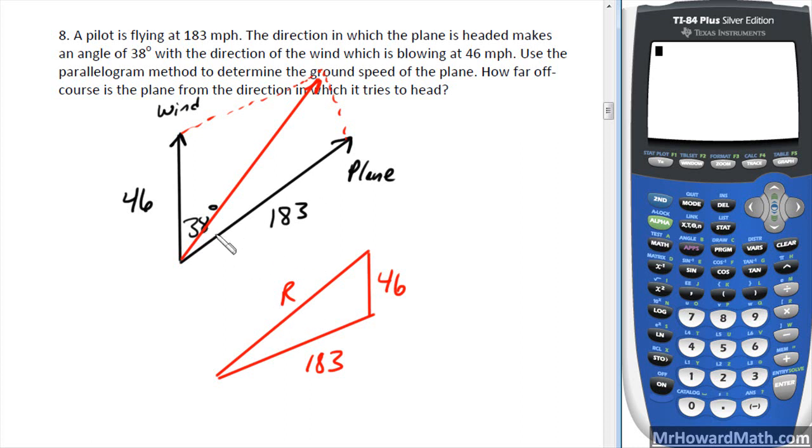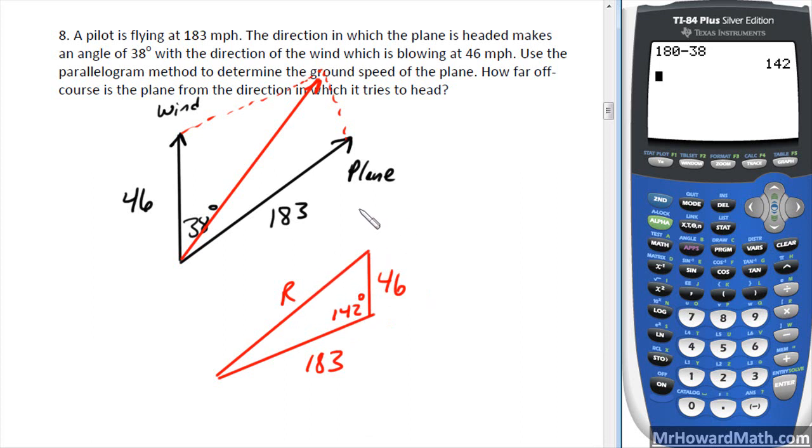We know within our parallelogram, if this angle is 38, this angle right here is 180 minus that. So 180 minus 38 gives us 142. So this angle in the lower right hand corner of our triangle would be 142 degrees. So if you look at the setup, we have two sides and their included angle. So we need to be using law of cosines for that.